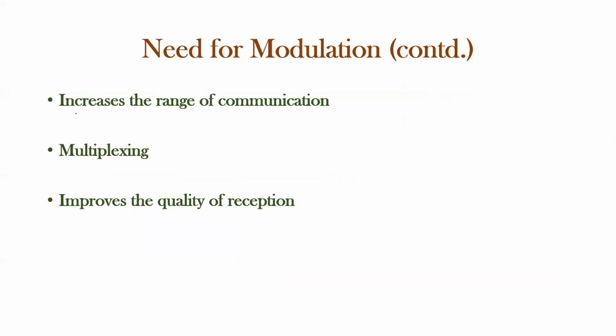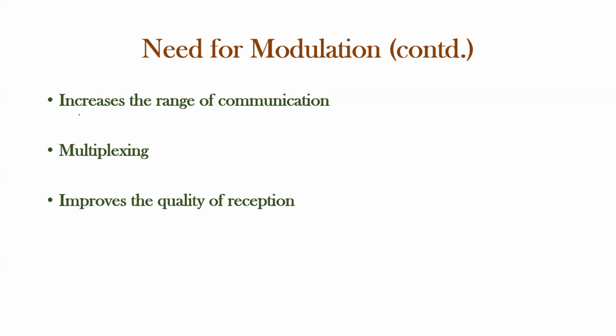Now, the next need is it increases the range of communication. This is a basic need for modulation. As we said, whenever a feather is falling down, definitely it will not reach a long distance because it is of less weight. The same way, whenever it is wrapped inside a paper and we throw it, we can make the feather reach a longer distance. So, whenever the message signal is superimposed on the carrier, when we perform modulation, we can make the message signal travel a long distance. So modulation is going to increase the range of communication.